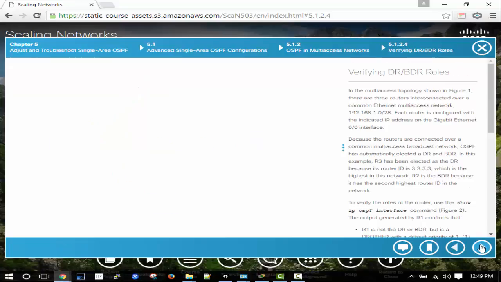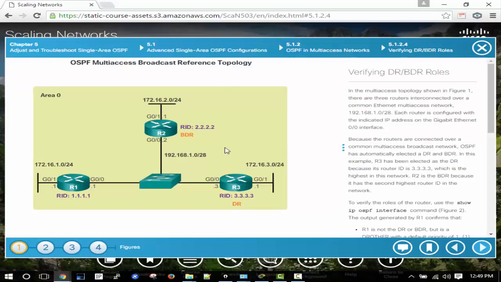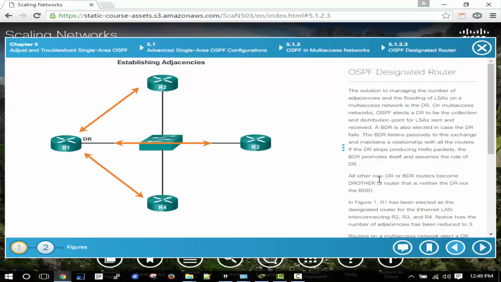But that's how the DR is the boss. Let's see, what else? Remember, the DR is established through highest router ID or highest loopback or finally highest physical address. These are all set. So this is the DR, 222 BDR, right? And then this guy is actually on this other one. Alright, so we have the DR and the BDR.